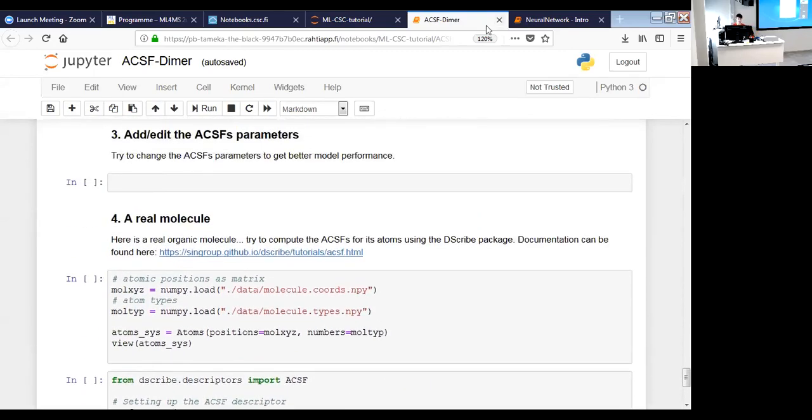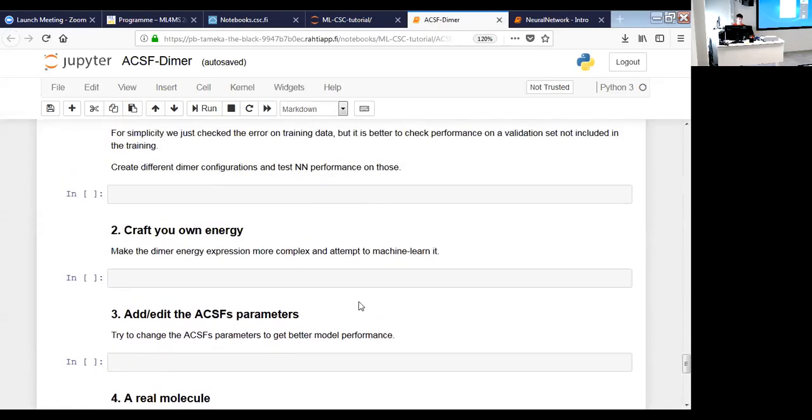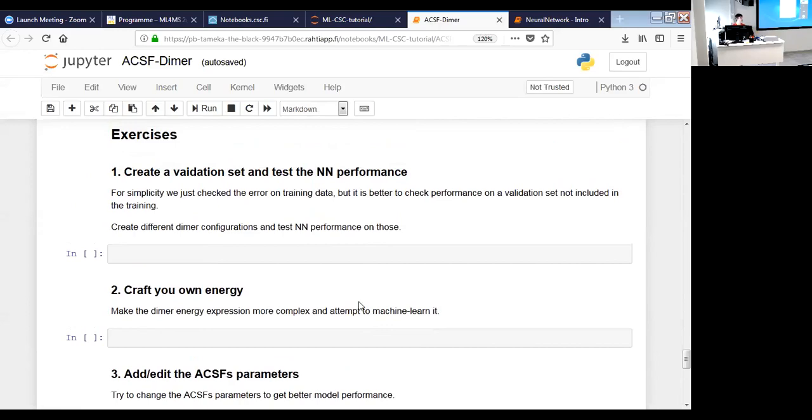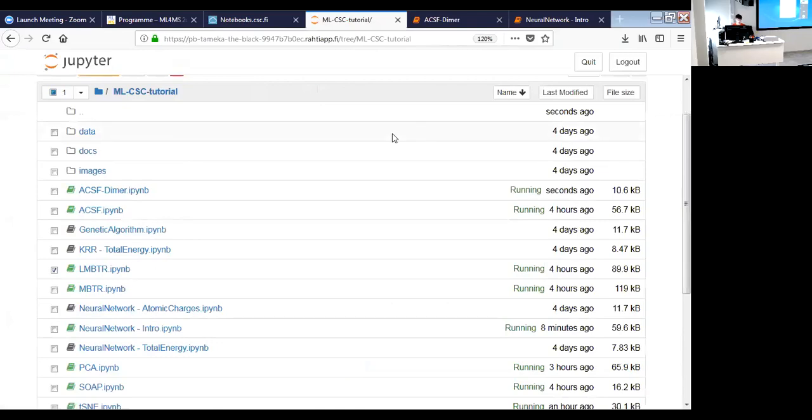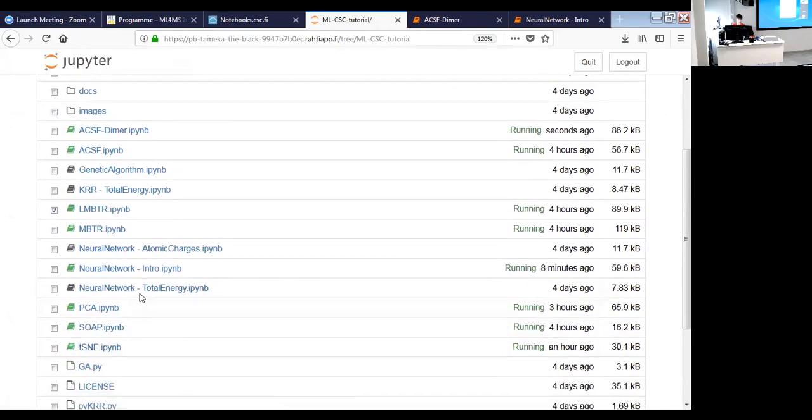Anyway, this is something you can look at if you're interested in ACSFs and neural network potentials. Let's move on to neural network for total energy predictions. So this notebook here.